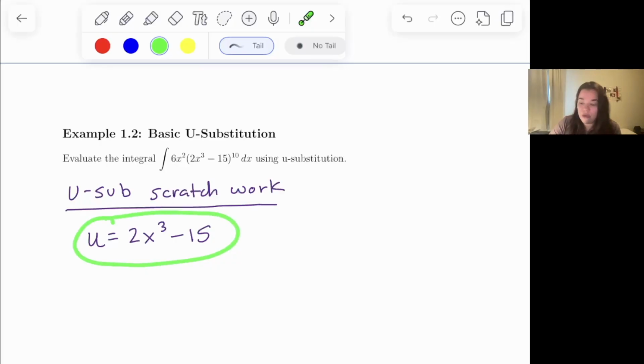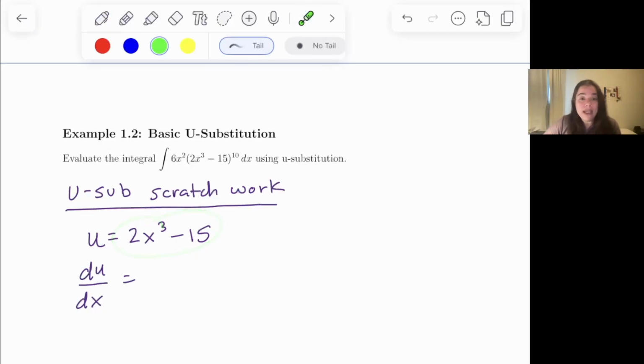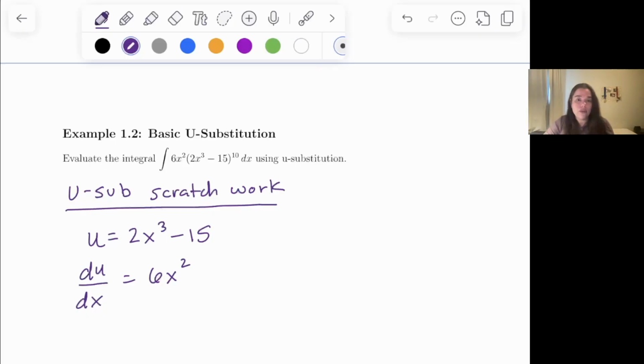Once we pick u, so we look in our problem, we pick u, we take the derivative of u. We don't get to pick the derivative of u from the function. We get to pick u. Then the derivative of u is just naturally whatever the derivative of u with respect to x is. So what is the derivative of this u function with respect to x? It is 6x squared. And then the derivative of that minus 15 is 0.